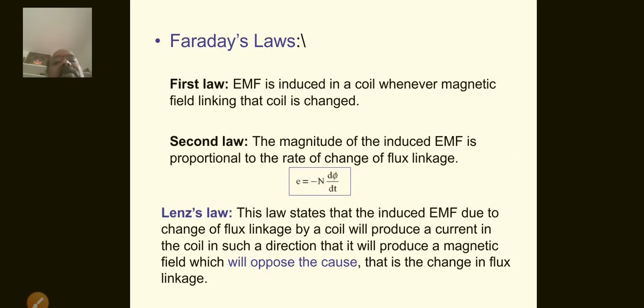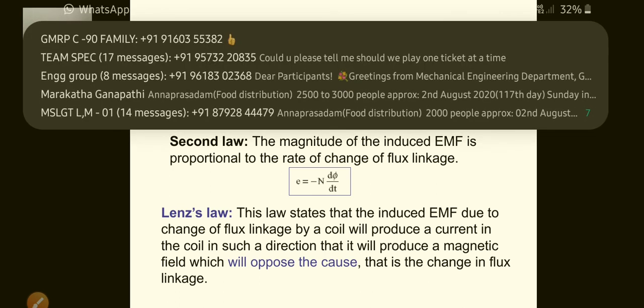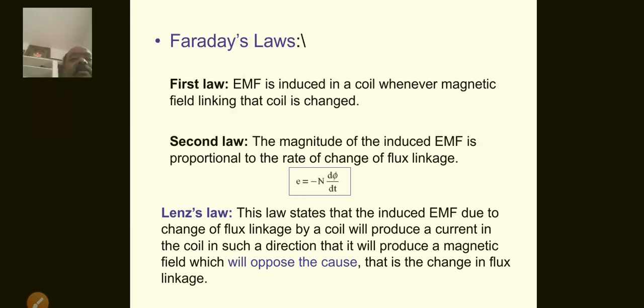Now Faraday's law: an EMF is induced in a coil whenever the magnetic field linking that coil is changed. Actually, when current passes through a coil, a magnetic field is automatically created, that is called the flux, and that is the flux linkage. So the second law: the magnitude of the induced EMF is proportional to the rate of change of flux linkage, which is indicated by E is equal to minus N d phi by dt. This is Faraday's second law.